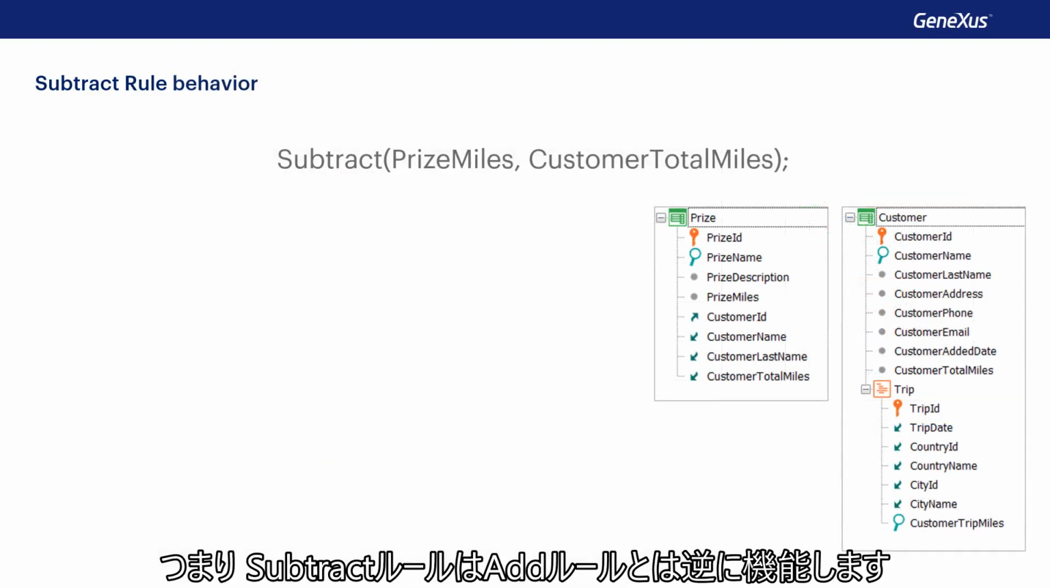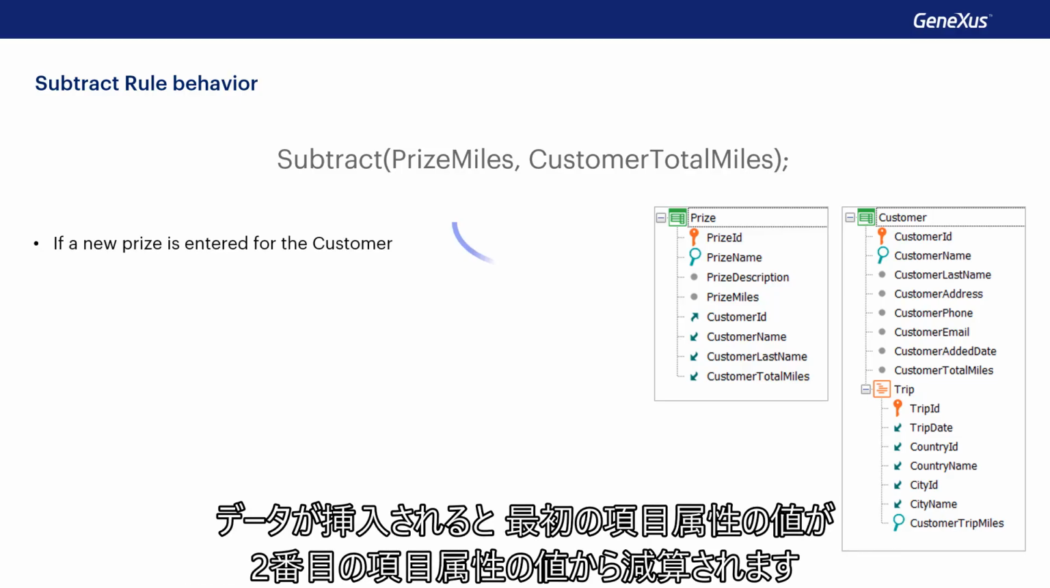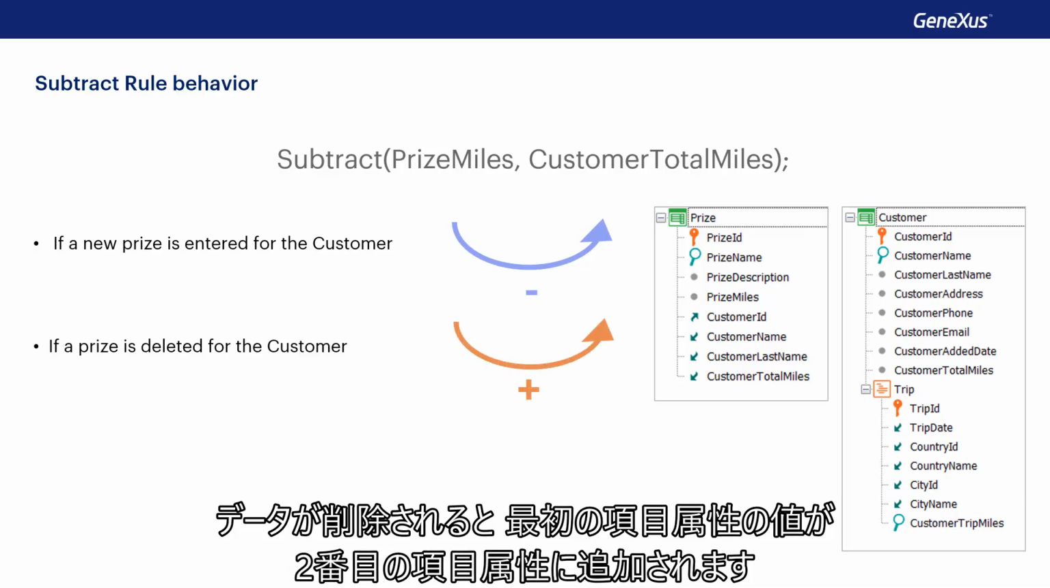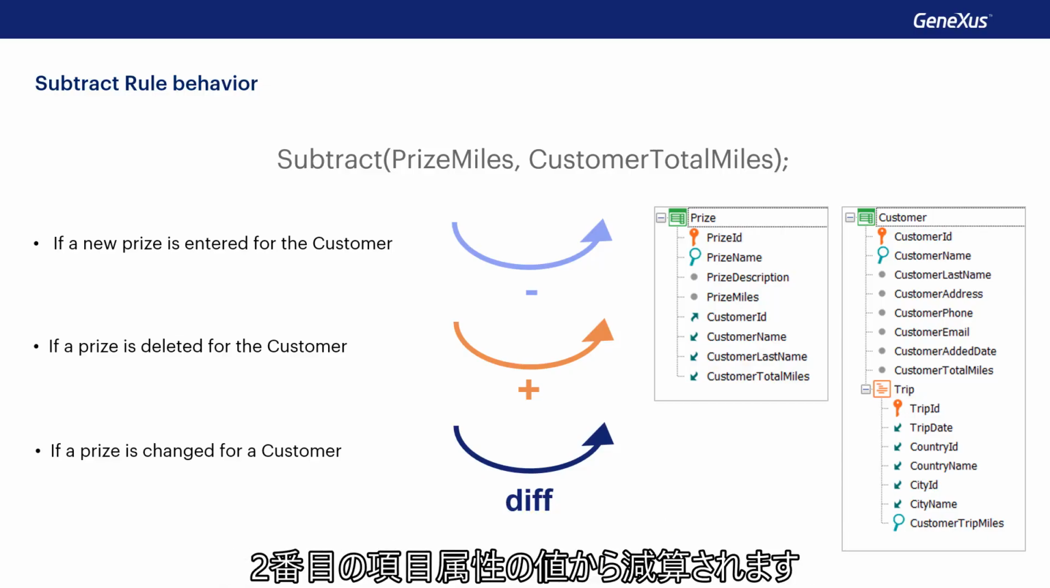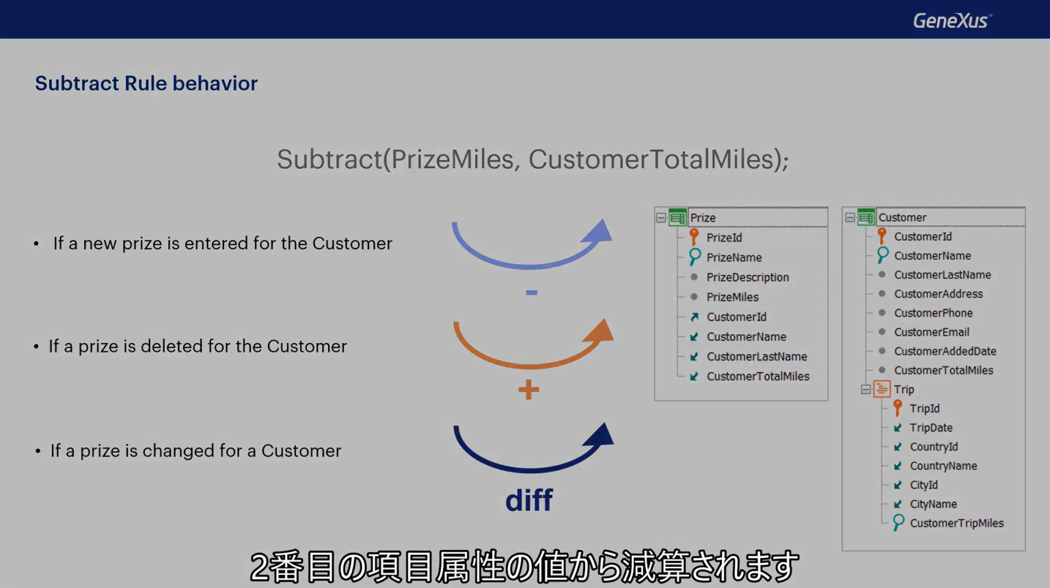In short, the subtract rule works in the opposite way to the add rule. When inserting data, the value of the first attribute is subtracted from the second one. When deleting data, the value of the first attribute is added to the second one. And when making changes, the difference between the new value and the old value of the first attribute is subtracted from the value of the second one.